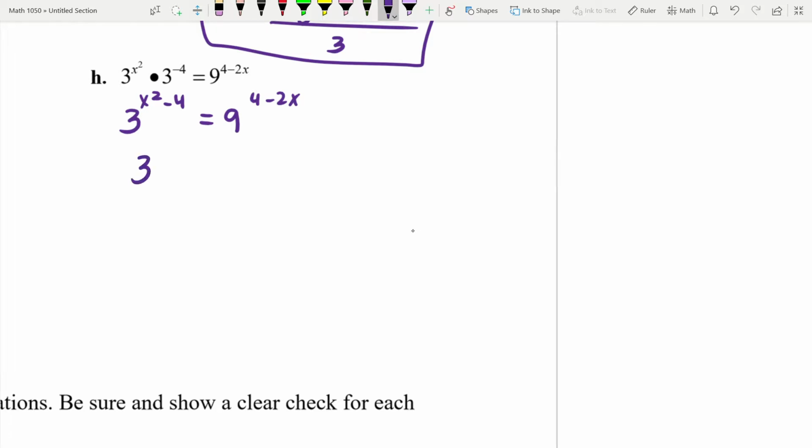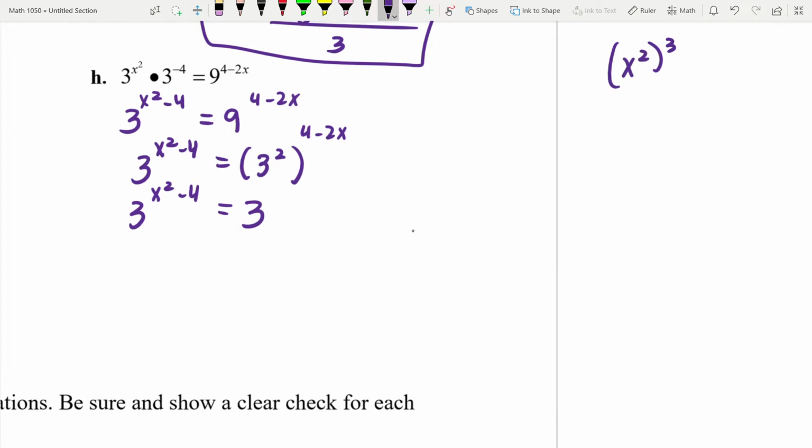Okay, so everybody go 3 to the x squared minus 4 is equal to, see that 9? Just do empty parentheses, and up there go 4 minus 2x. 9 is, what do I put here? 3 squared. Yes. Okay, now I have 3 to the x squared minus 4 is equal to 3 to the, what's the power to a power rule, guys? What is x to the second raised to the third? Is that 5th or 6th? 6. Multiply, yes. So distribute the 2 and you get 8 minus 4x.